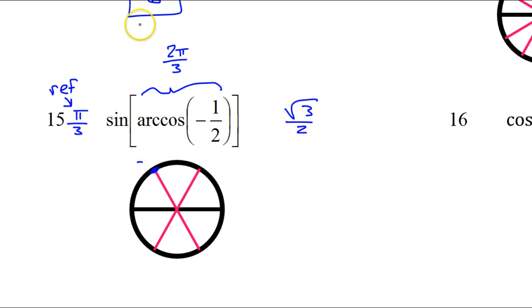Is this positive or negative? Well, if we're talking about the sine function, sine is positive up here because it's above the x-axis, and sine is the y value on the unit circle. So this should be positive up here, so I'm just going to leave it positive. So this is the answer, number 15.